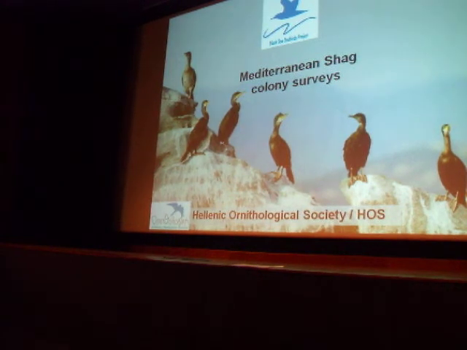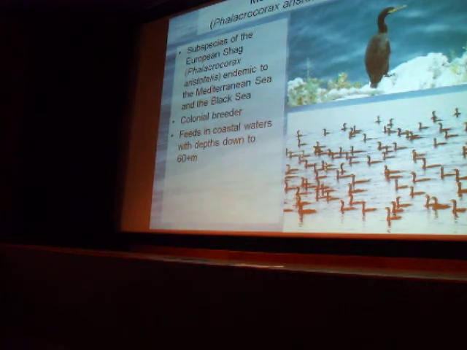Okay, so these are Mediterranean shags. It's a subspecies of the European shag. That's why it's Phalacrocorax aristotelis desmaresti. And it's an endemic subspecies of European shag in the Mediterranean Sea and the Black Sea. It is considered a species of conservation concern.